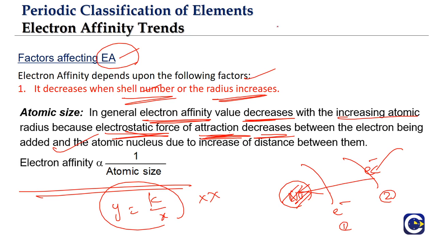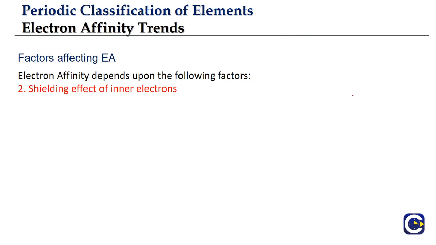So where are we going to use it? Generally when you look in a group, for example lithium, sodium, potassium, rubidium, cesium, you take any group, as you go down the group, what happens? Shell number will keep increasing. So as a result, the electron affinity value, or electron gain enthalpy, whatever we call it, delta H eg, these two values will be what? As the size is increasing, the electron gain enthalpy or electron affinity values will be decreasing. Okay, so this is about the effect of shell number or the radius.